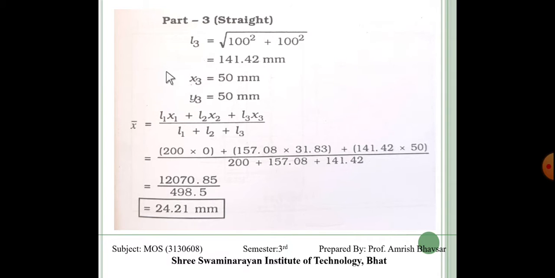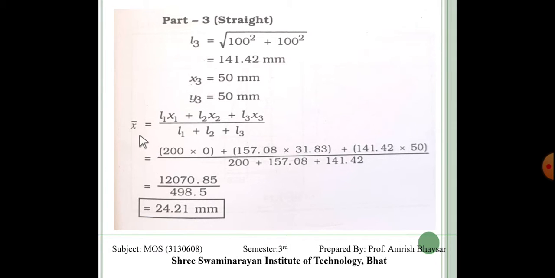Part 3, straight line, L3 is equal to root of 100 square plus 100 square. That we know, it's a Pythagoras. So length we have x3 and y3, it's a half of the, means it's a center.